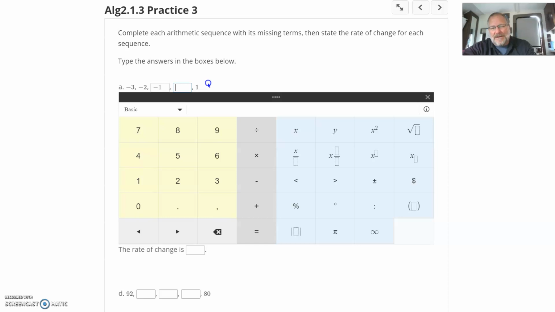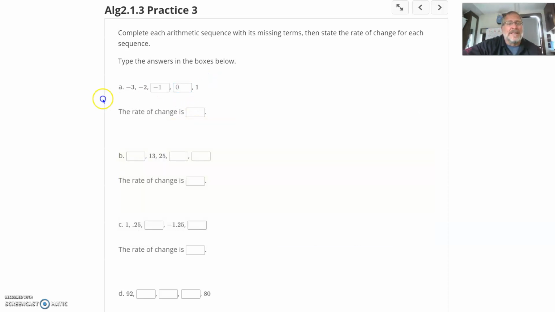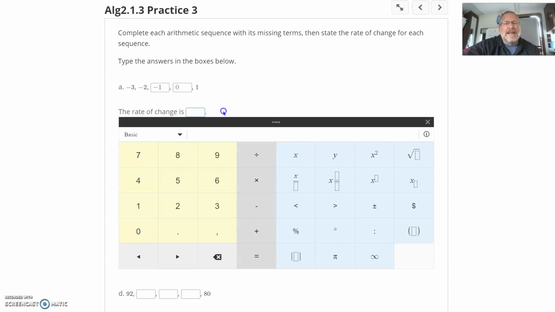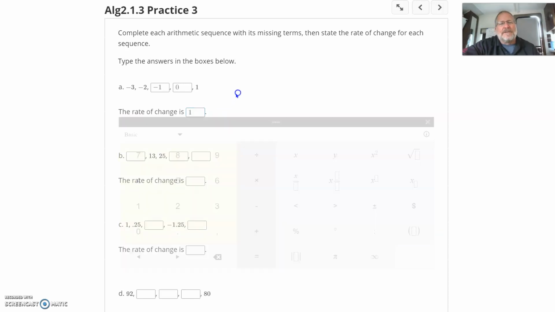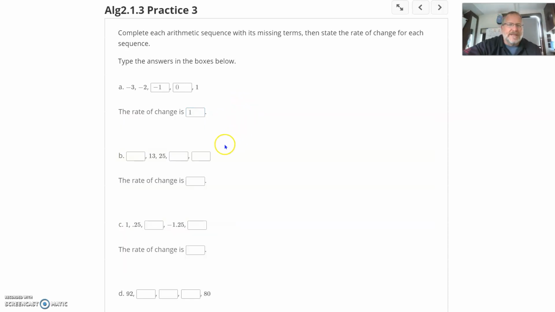Okay, so climbing by 1 would take me to 0. And I'm on a number line. I don't know about you guys, I'm not just thinking of numbers. I'm on a number line, bouncing on a number line, moving around like a video game. And again, don't put +1. Just put 1. Just put the rate of change as 1. That does imply adding 1.